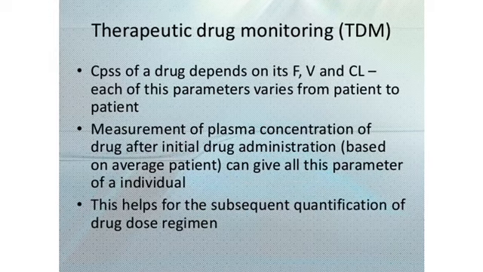Therapeutic Drug Monitoring or TDM: CPSS of a drug depends on its bioavailability, volume of distribution, and clearance. Each of these parameters varies from patient to patient. Measurement of plasma concentration of drug after initial drug administration can give all these parameters of an individual. This helps for subsequent quantification of drug dose regimen.